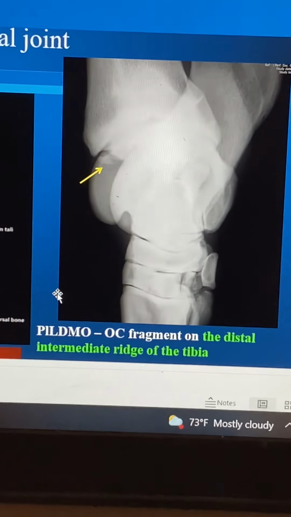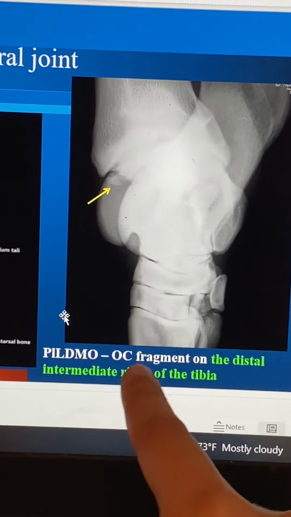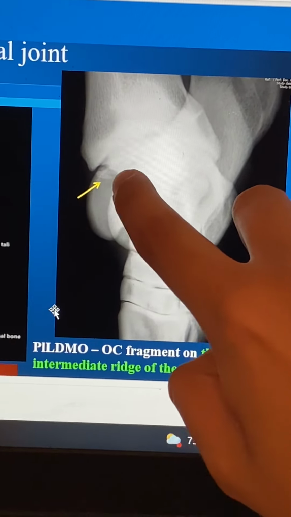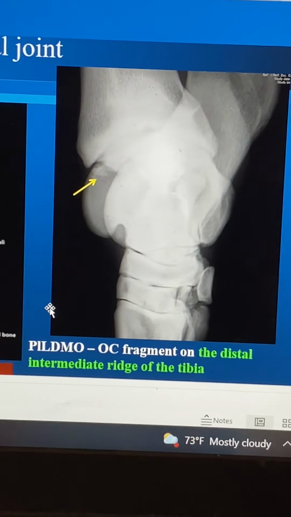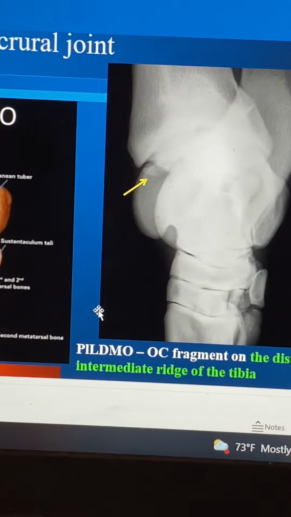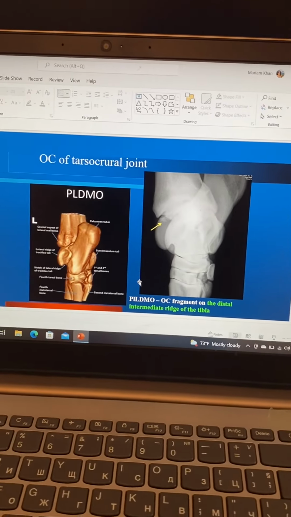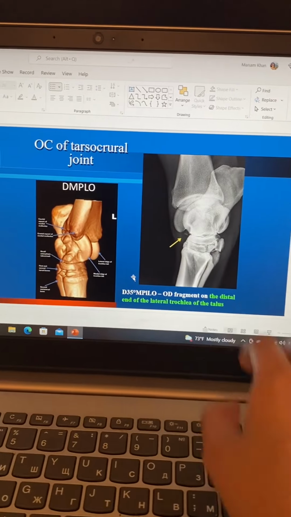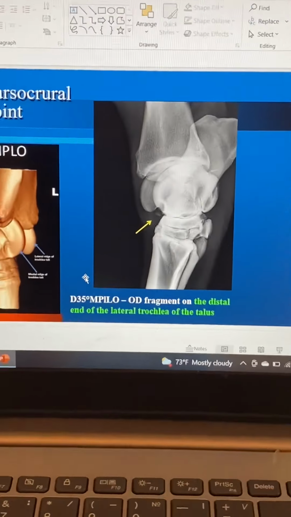So what will you see? It mentions, here you'll see an osteochondritis dissecans fragment. So you can see this is mostly radiolucent, and you have a fragment here on the distal intermediate ridge of the tibia, and this is leading to a swelling, as I mentioned before. So you might not see lameness, but you'll see swelling. So this is osteochondritis of the tarsocrural joint as well.